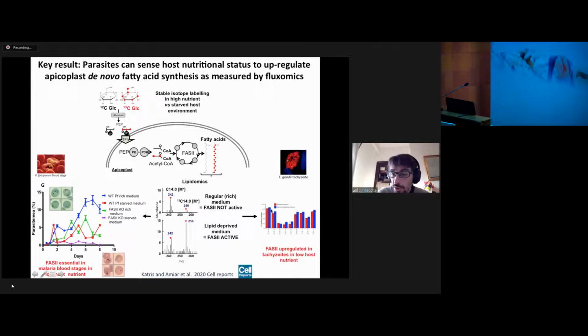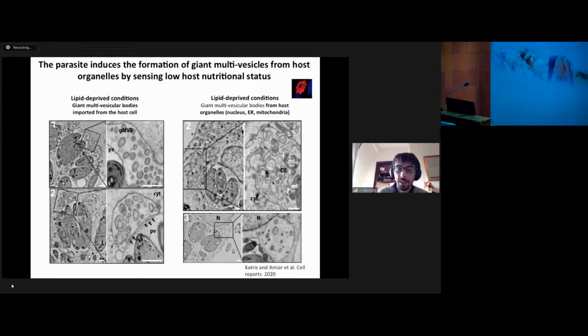And this was also quantified and validated in Toxoplasma gondii, where when you change the nutritional conditions, the FAS2 pathway can be upregulated.